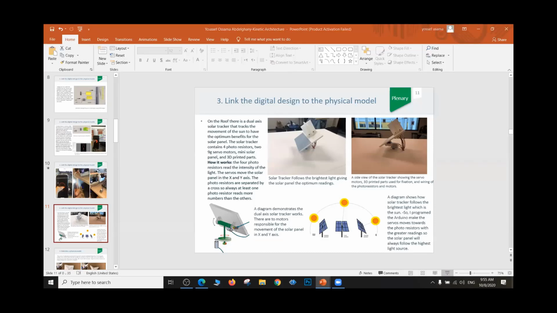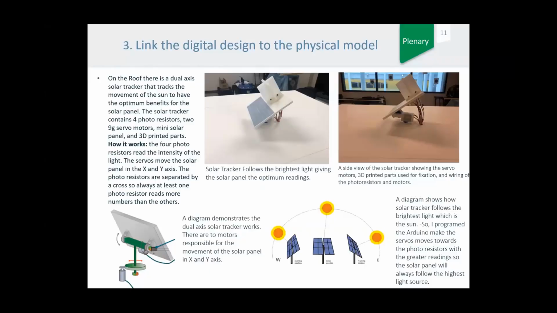So this solar tracker's body is made of 3D printing material. It consists of four photosensors that sense the intensity of light, and this cross is for making shadows, so that the readings go towards the most intense light.